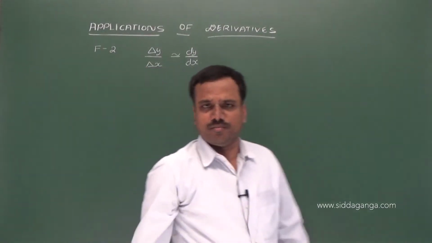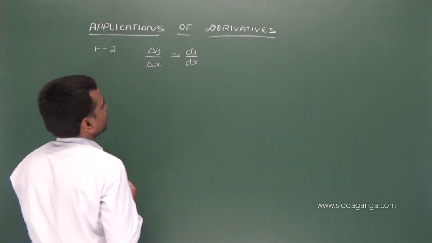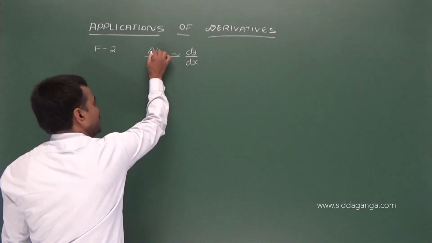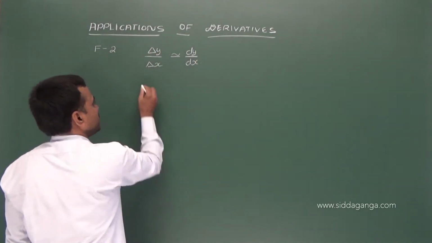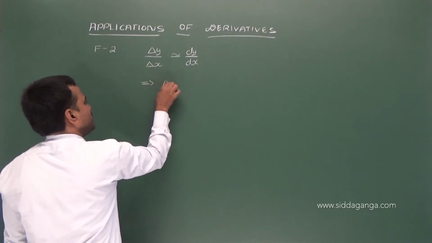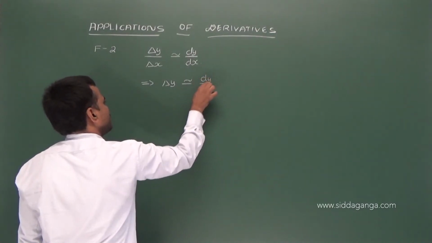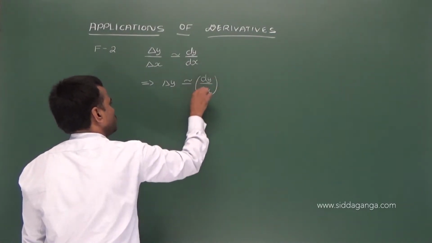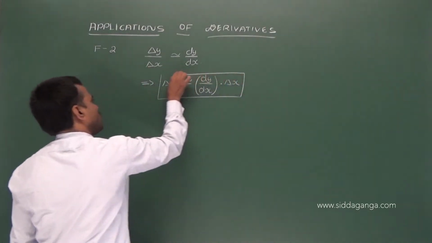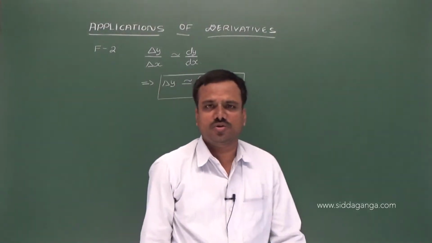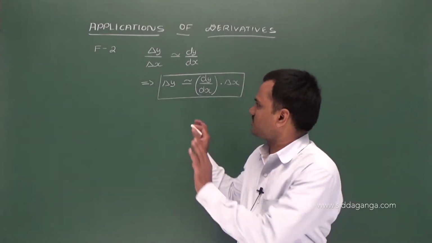Delta y by delta x is approximately equal to dy by dx. Delta y means increment in y. Delta x means increment in x. That implies delta y is approximately equal to dy by dx into delta x. This is formula 2.